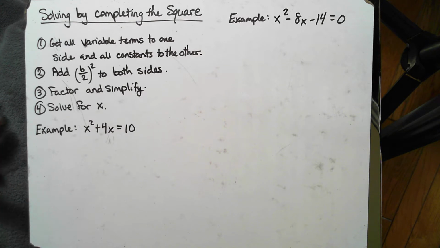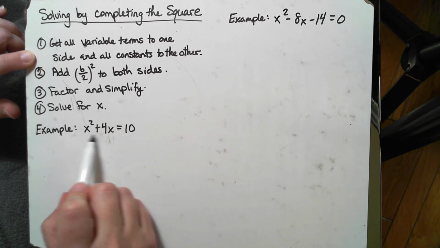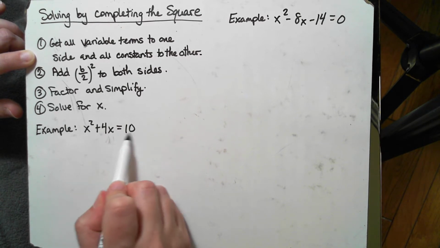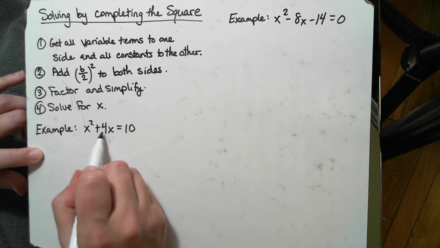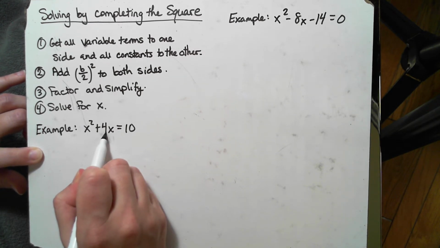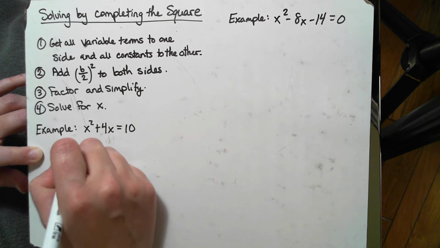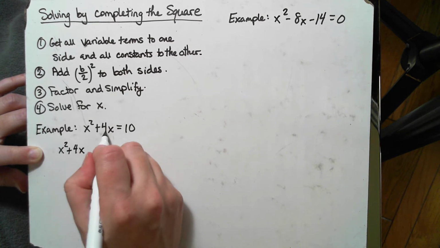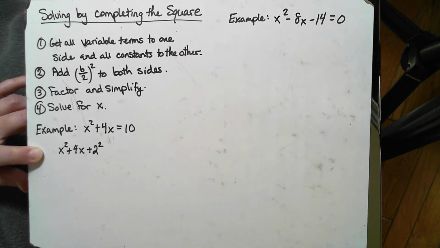So let me show you how it works in this first example. This already is set up for step 1. All of the variables are on one side, all of the constants are on the other. Now, on this side, I have to divide 4 divided by 2 and square it and add it on there. So x squared plus 4x. 4 divided by 2 is 2. So I'm going to add 2 squared to this side.